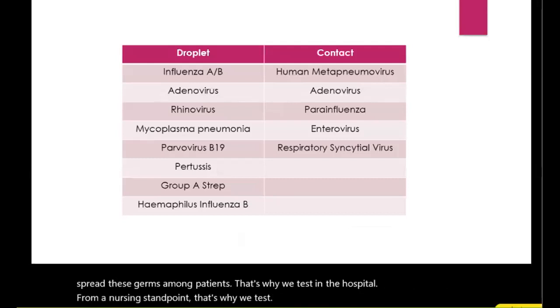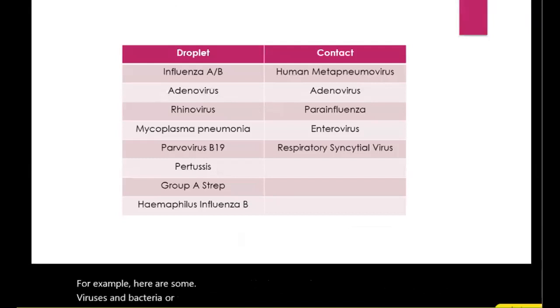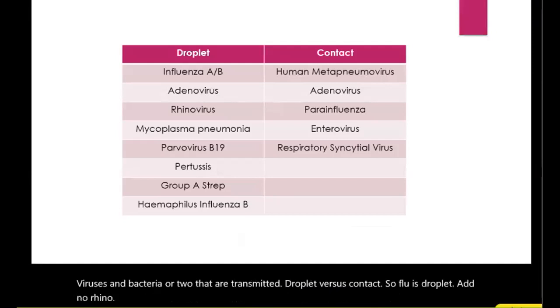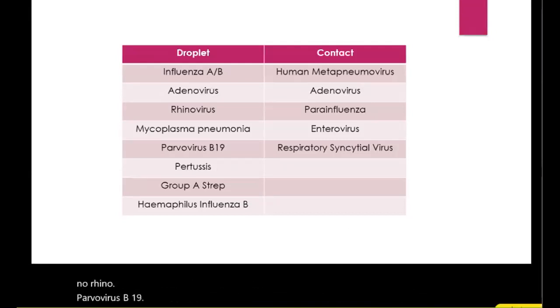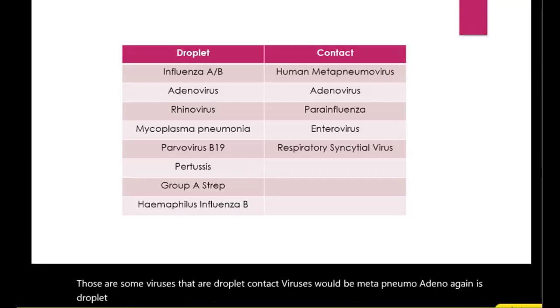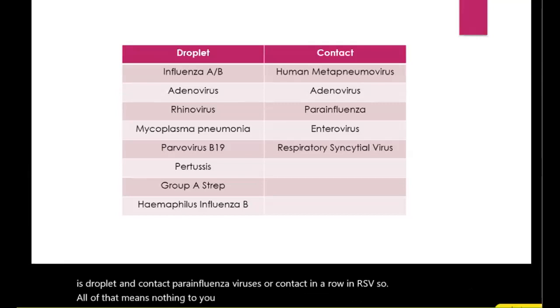So for example, here are some viruses and a bacteria or two that are transmitted droplet versus contact. So flu is droplet. Adeno, rhino, parvovirus B19, those are some viruses that are droplet. Contact viruses would be metapneumo, adeno, again, is droplet and contact. Parainfluenza viruses are contact, Entero and RSV. So all of that means nothing to you. I get it. I know that I'm speaking gibberish, but let me put it like this.